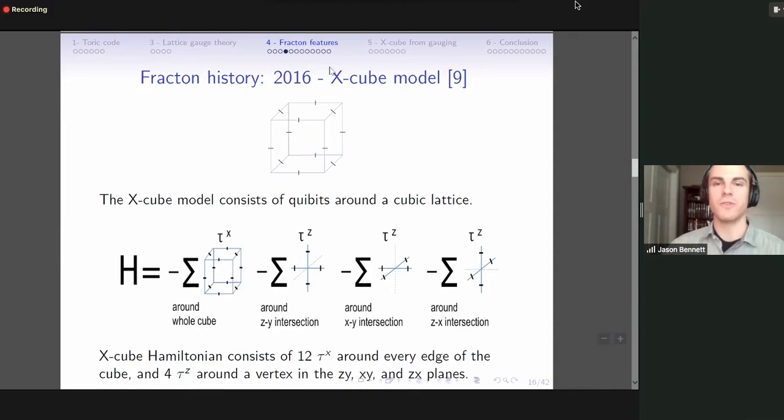And so that's why I chose to talk about the X-cube model, notably because it's so much easier to think about in terms of gauging. So let me get into the X-cube model and what it is. Now we're in 3 dimensions, and so some of our terms look a little bit different.